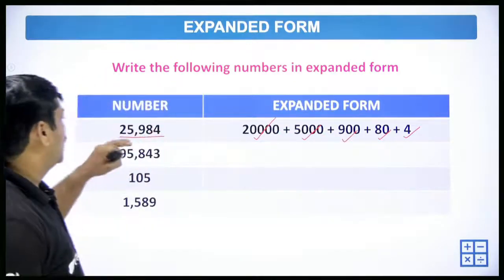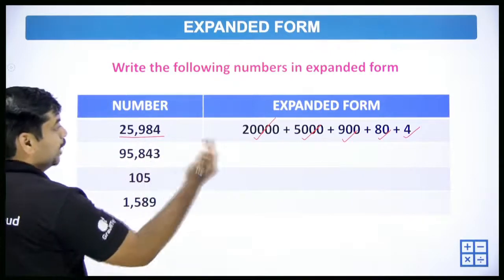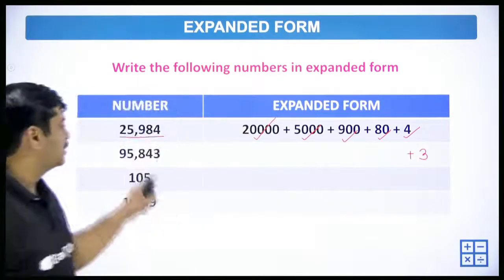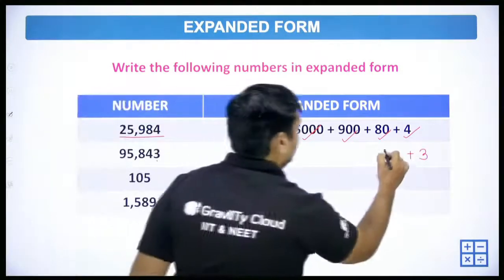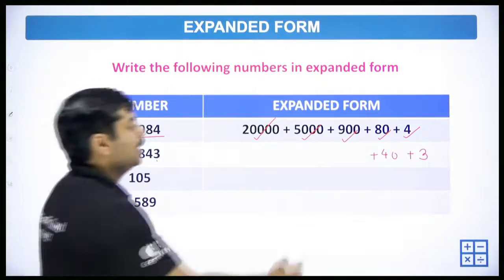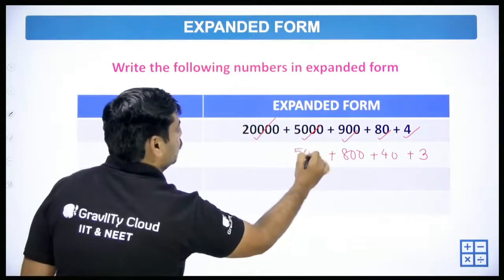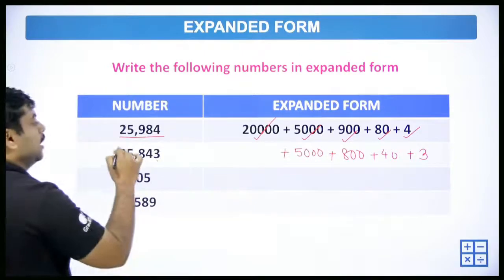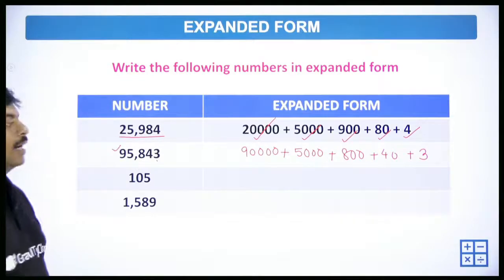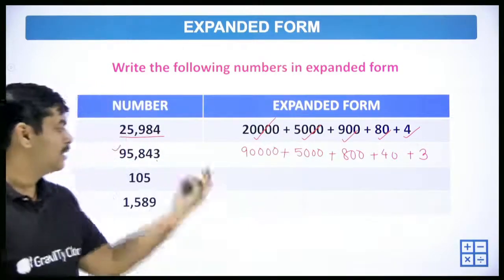25,984. In the same way, the next one, 95,843. So come from the last. 3 into 1 is 3. Next, for 4 it is 40. Next, 8 is in the hundreds place, 800. Plus the next number is 5, which is in the thousands place, 5,000, and 9 is in the ten-thousands place, 90,000. So 90,000, 5,843. Correct?